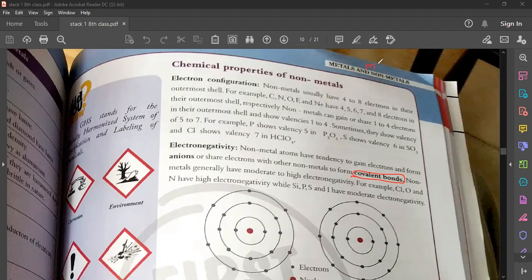So you want the definition now? Mutual sharing of electrons between two atoms is called a covalent bond. So non-metals generally form covalent bonds, but if you study metals, they will form ionic bonds. Ionic bond means the force of attraction between the positive charge and the negative charge, like Na plus and Cl minus.